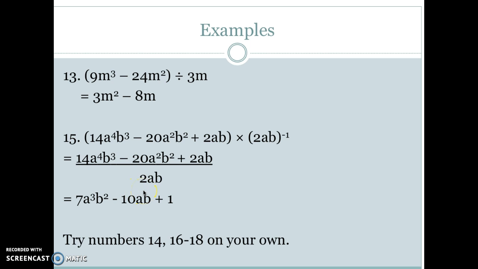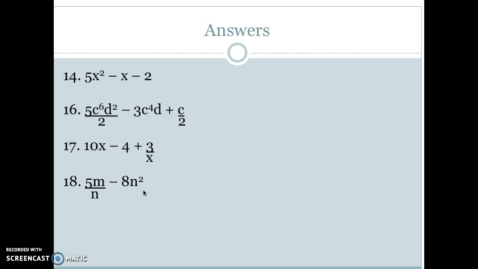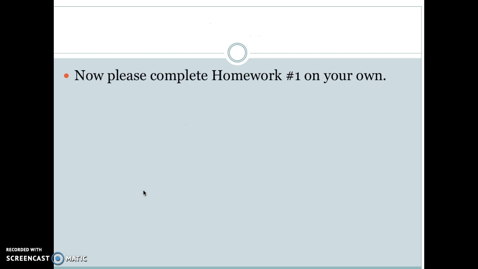Now try numbers 14 and 16 through 18 on your own. Go ahead and pause the video while you try those. Here are the answers for those problems. Now, please complete homework number 1 on your own in your homework packet.